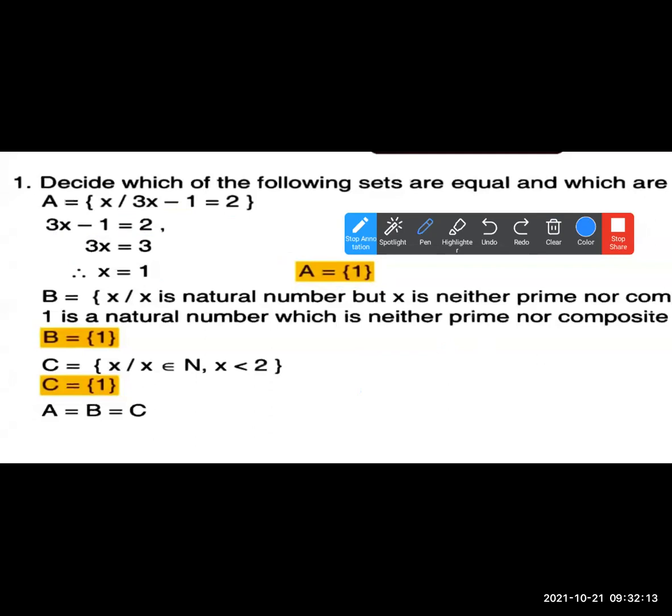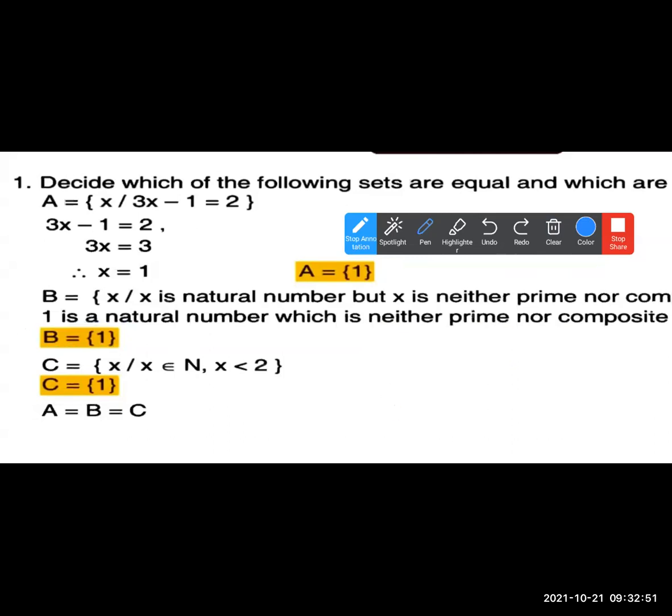The second one is B, the set of all x such that x is a natural number but x is neither prime nor composite. One is the only natural number which is neither prime nor composite. Therefore, the set B contains only one element, B is equal to 1. This thing you have to keep in your mind: a number which is neither prime nor composite is only 1.